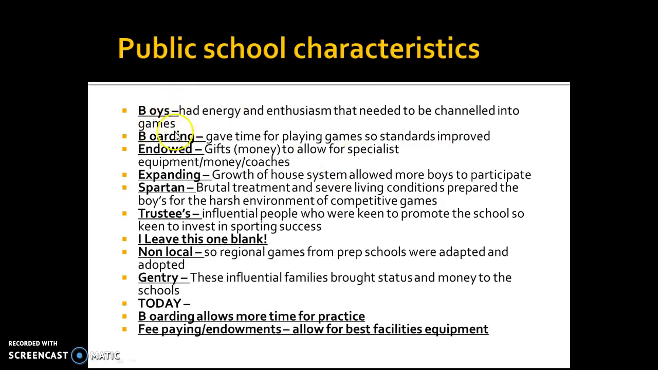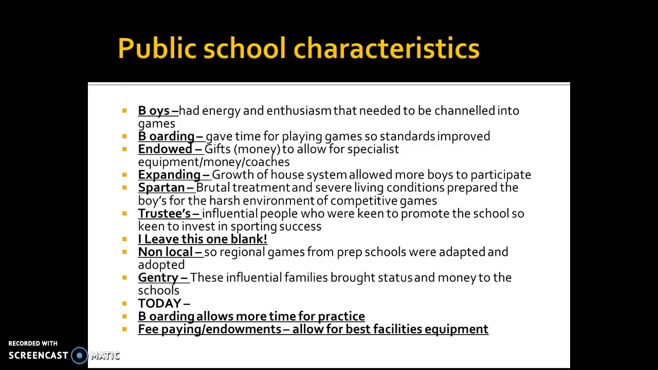So, double B, so you've got boys, that energy and enthusiasm needs to be channeled into games, e.g. Eton Wall game, Eton School, rugby handling game. Boarding gave time to playing, so standards improved. You had endowments, which allowed for specialist equipment, money. Endowments, you could also talk about fee paying within endowments if you've used NGB's fee, which I know Carl used in lessons. You also had this concept of expansion.